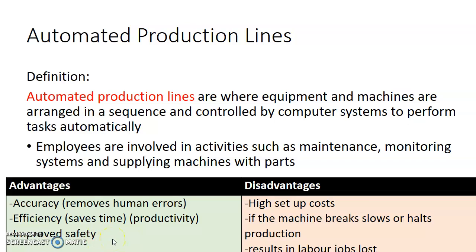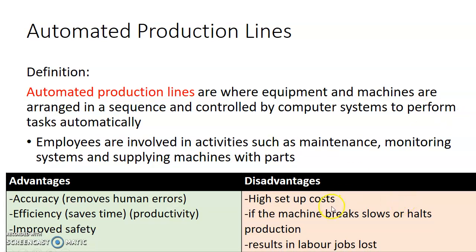Now, disadvantages. Again, high setup cost, so you need to invest money to buy the machinery. If the machinery breaks, it slows or halts the production. If something goes wrong with your machine, the whole production is going to stop, because you don't have any employees to start working in there. So you have to be really mindful of these things and think of other plans you can come up with if your machinery breaks down. It also results in labor jobs lost. Again, if there's more and more machinery, there's less need of people.